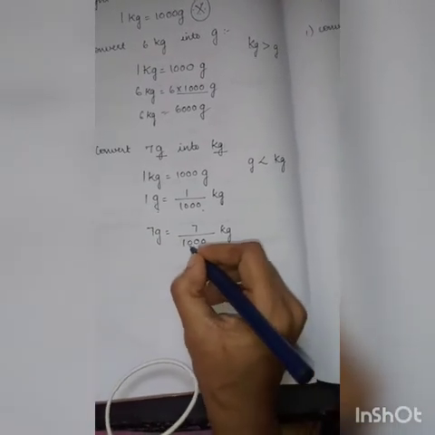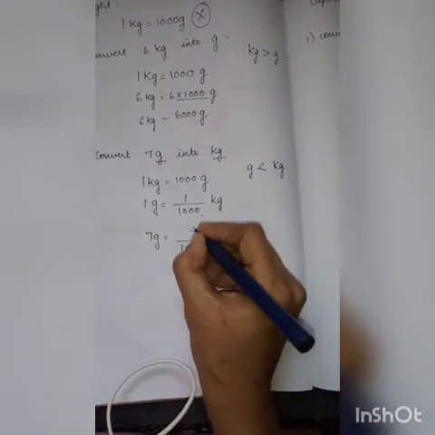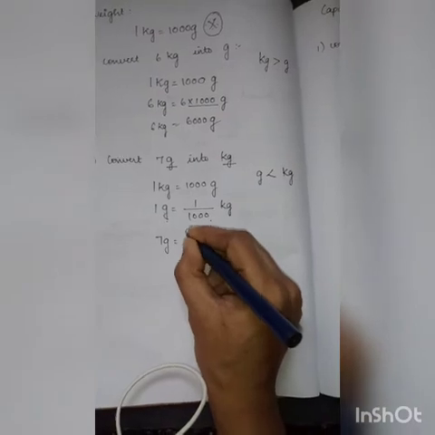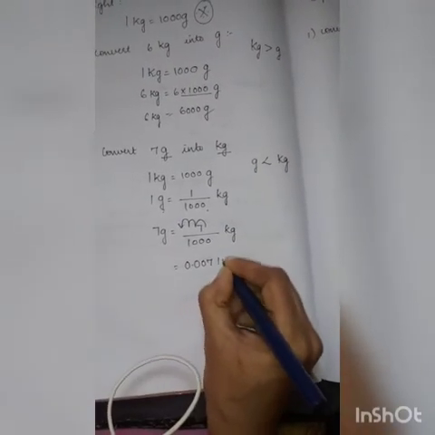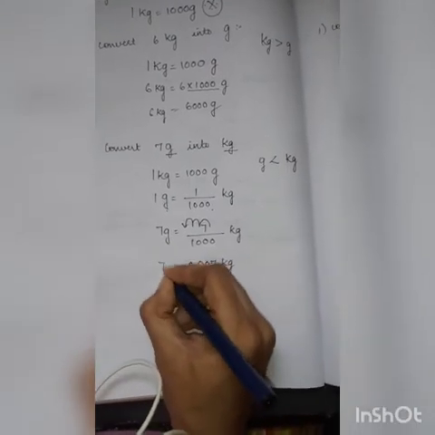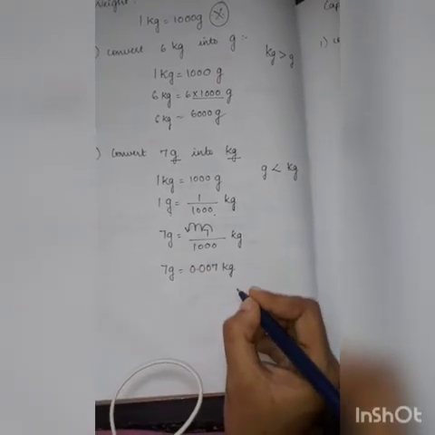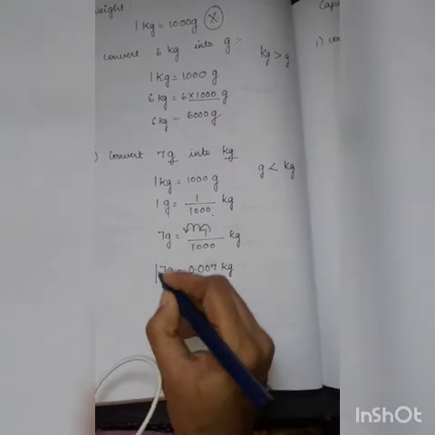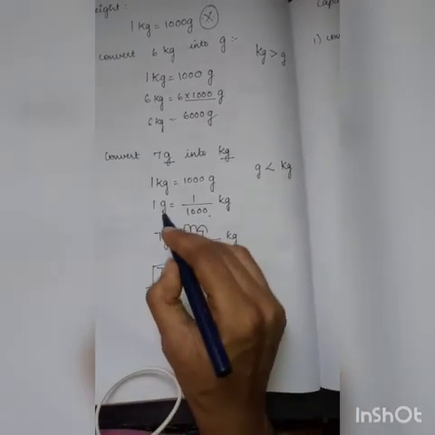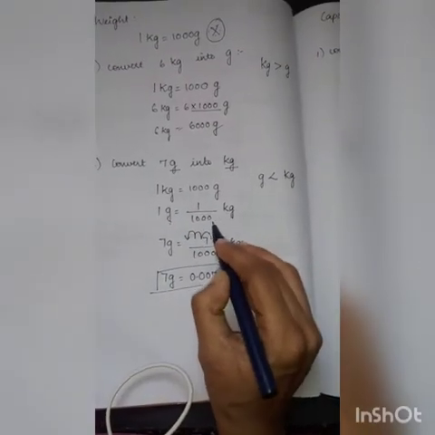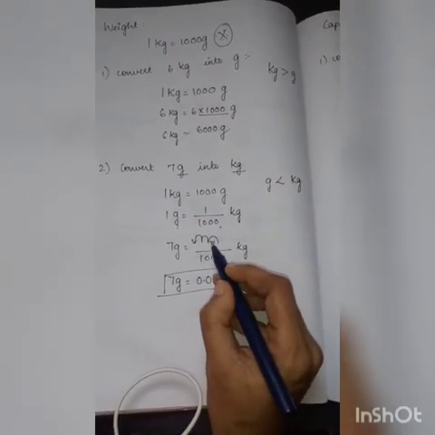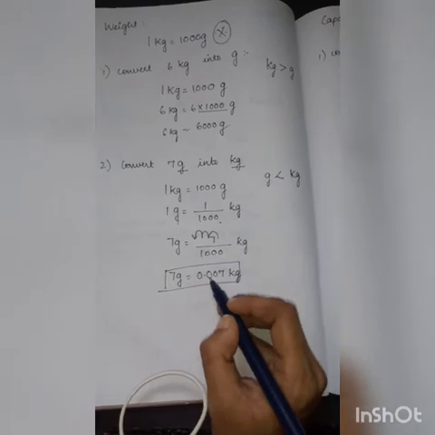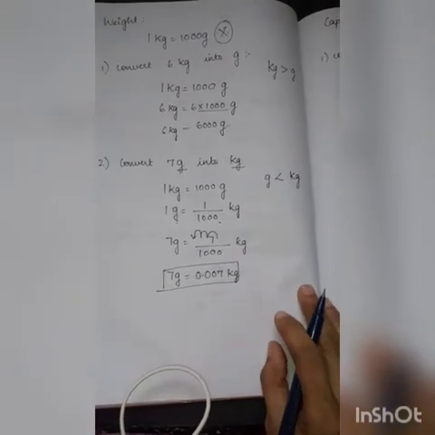Here 3 zeros are there, so shift 3 digits. 1, 2, 3. So 0.007 kilogram. Understood? So 7 gram equals 0.007 kilogram. Here we are going to convert from gram to kilogram, so divide by 1000. So 7 gram equals 7 divided by 1000. So shifting 3 digits, 1, 2, 3, gives 0.007 kilogram.